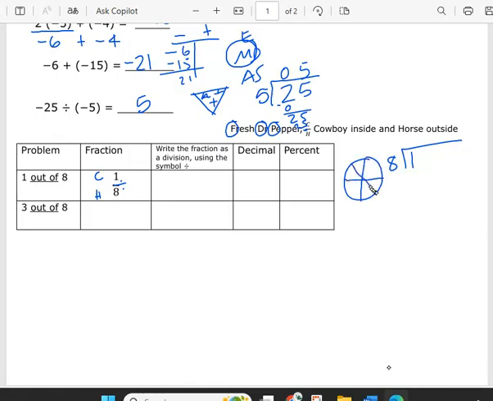So the easiest thing that is always divided into 8 slices is the pizza. So you only have one slice. This is not going to be more than one pizza.